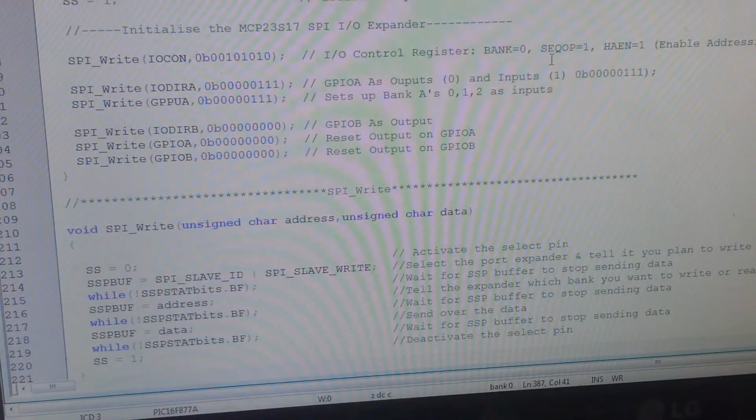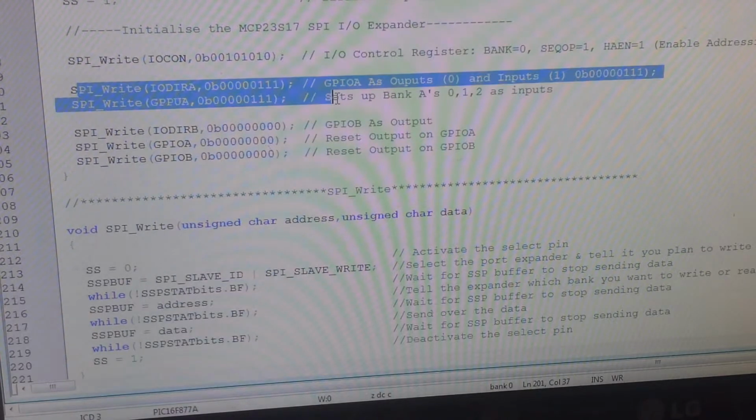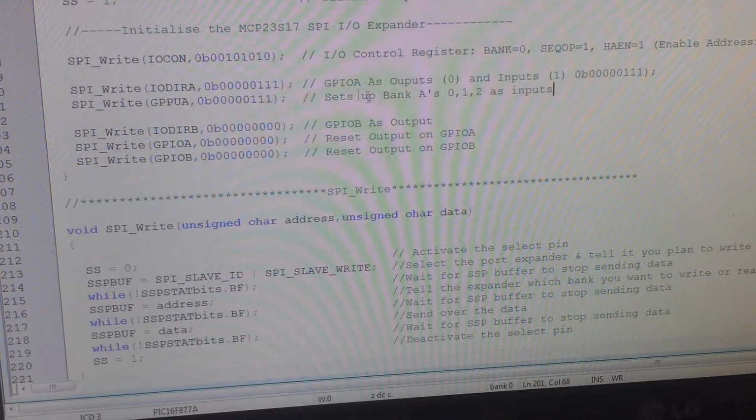So that's what I was talking about here. That's the IO direction A and the GPPU. Obviously, I've got mostly outputs on that bank. I've only got the three buttons, hence there's only three bits there and there to set them as inputs.